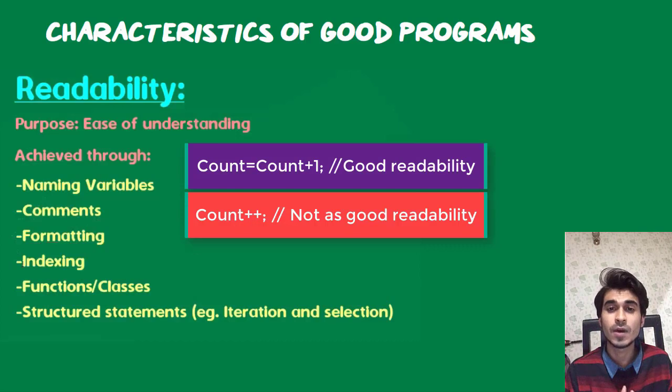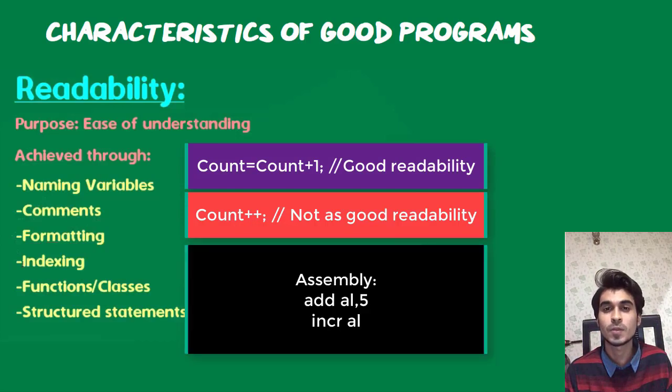For instance, if a programmer is from an assembly language background and he reads the statement count plus plus, he might be confused as there isn't a count plus plus sort of a thing in assembly language. In assembly language, there is an increment operator and there is an add operator. Add, variable name, comma, and the number you want to add to the variable.